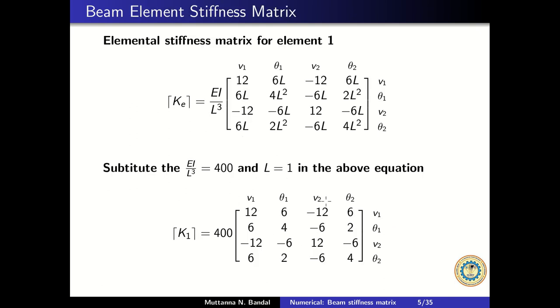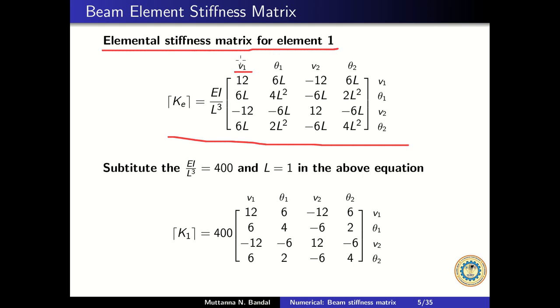Next, we have to calculate the element stiffness matrix for element 1. Since we have considered only one element, the stiffness matrix will be only K1. The formula for that is given by Ke is equal to E by L cubed into the 4 by 4 matrix, and we also have to write the corresponding displacement parameters to the corresponding rows and columns.